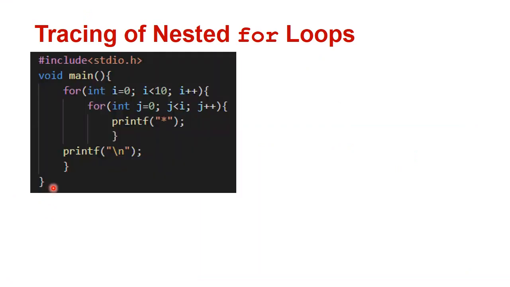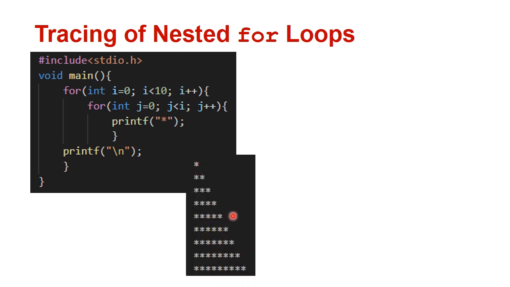Here you can see the code. This is the outer for loop. This is the for condition and this is the statement of the outer for loop, and this is the inner for loop. Inner for loop, this is the for statement, for condition, and this is the statement. So this is the output that we can get from this code. I will trace the code and explain it to you.